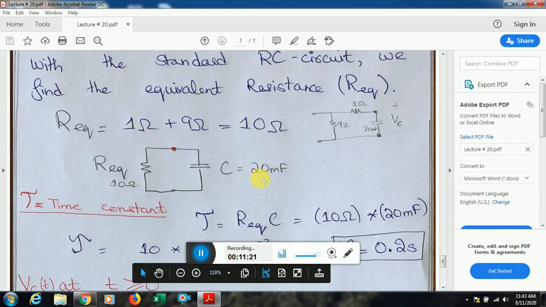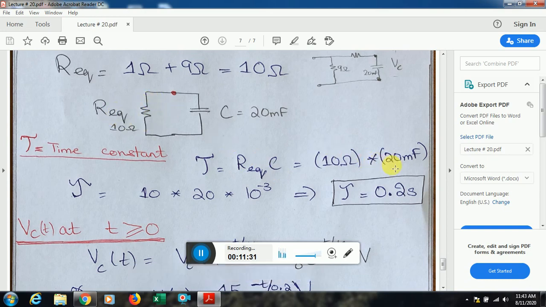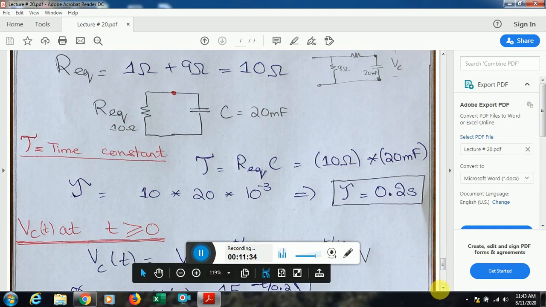Now first of all we have to define the time constant value, which is tau equal to R into C. R is always the standard RC circuit value, R equivalent, into C. We get to know that tau is 0.2 second.